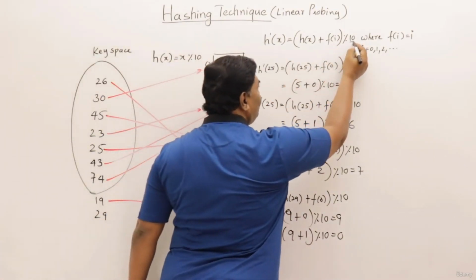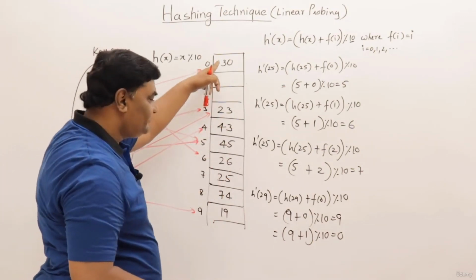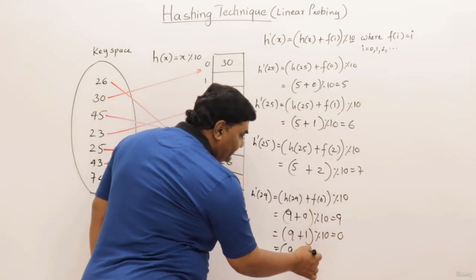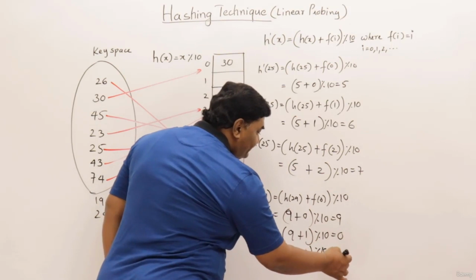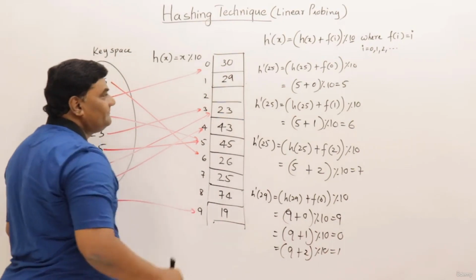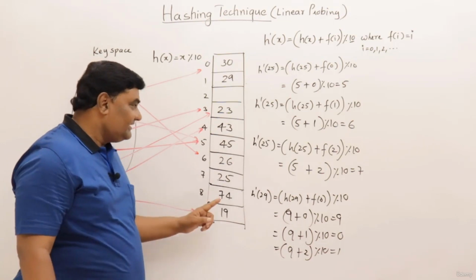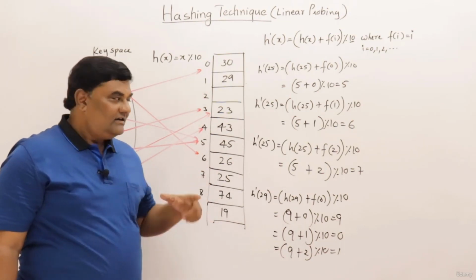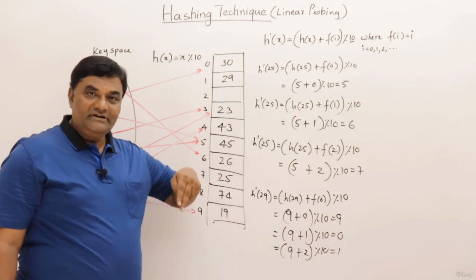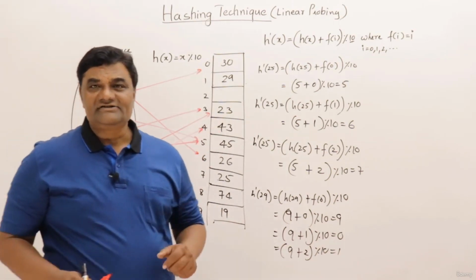Because we have given mod 10 here, 10 is the size of the table, so it will go cyclic. So try at 0. It is also occupied. Then try the next one. 9 plus f of 2, so 11 mod 10 is 1. So try at 1. Yes, it is found. So 29 is stored here. So this is how insertion is done. I have inserted 19 and 29 to show you that the places are found circularly. Though we are going linear, once we have reached the end of the table, we start again from the top. So that's all about insertion.